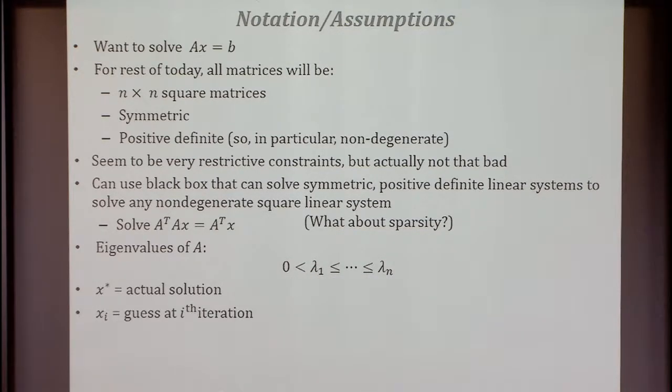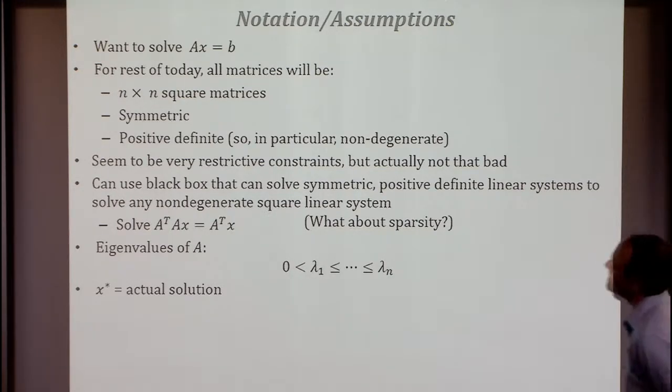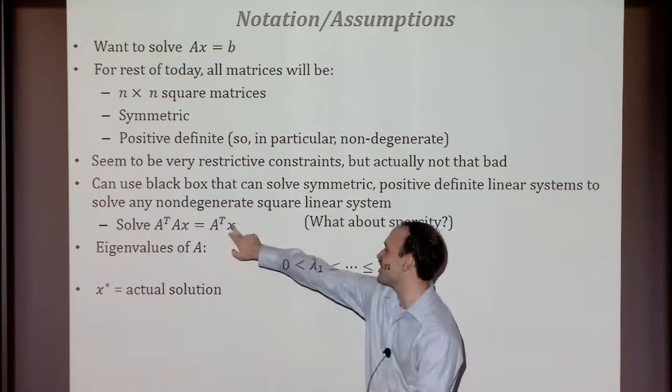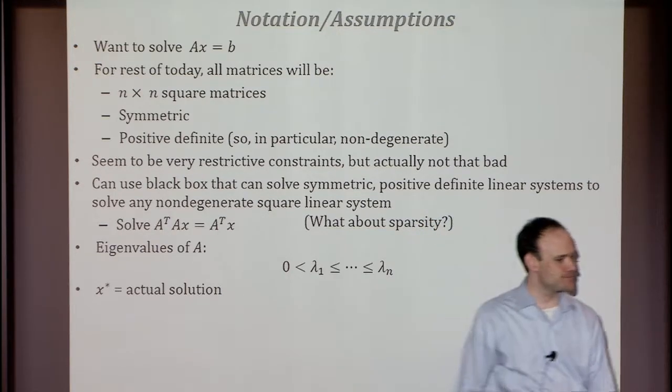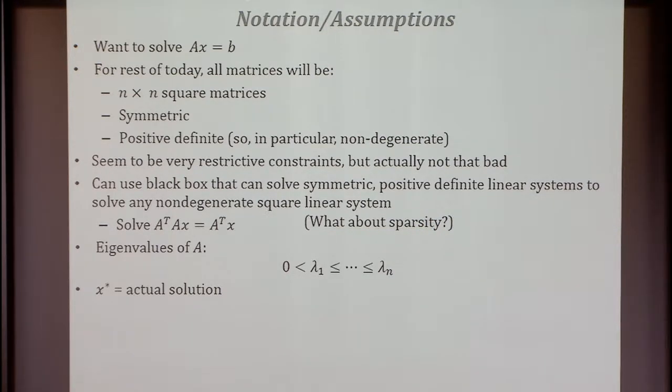X star is going to be the exact solution. Sorry? The right-hand side should be A transpose b, right? Yes, the right-hand side should be A transpose b. Yes, thank you. Otherwise, I can do that one really quickly.